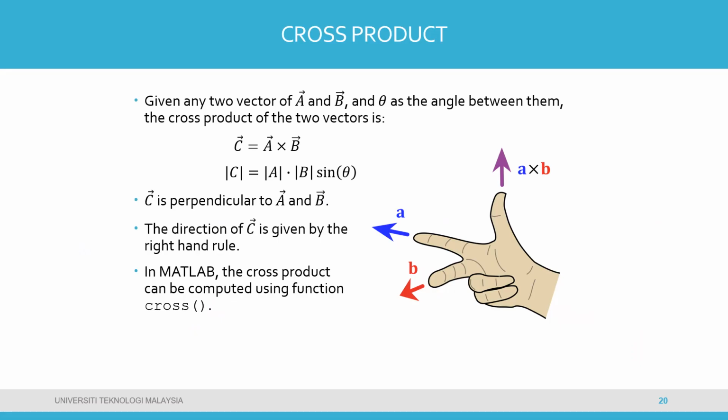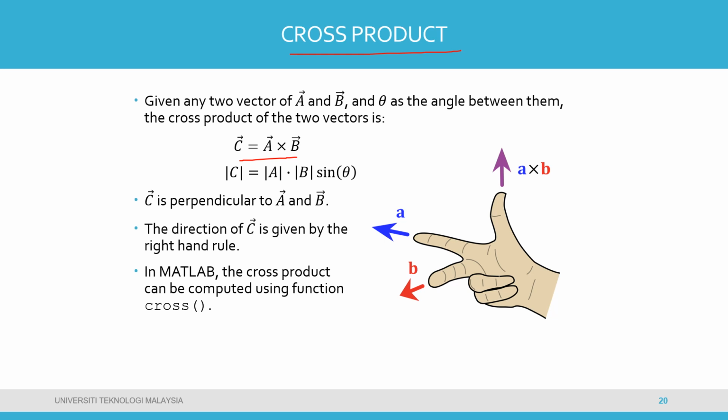So let us move on to the next type of matrix operation, which is the cross product. If you recall, C is equal to A cross product B. So if you see something like this, basically C is perpendicular to A and B.